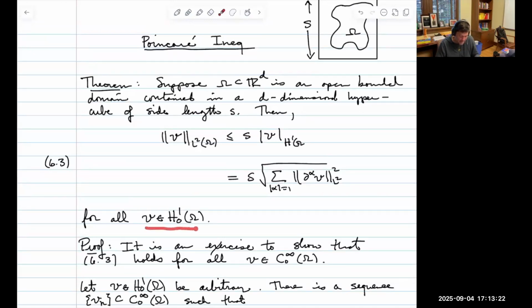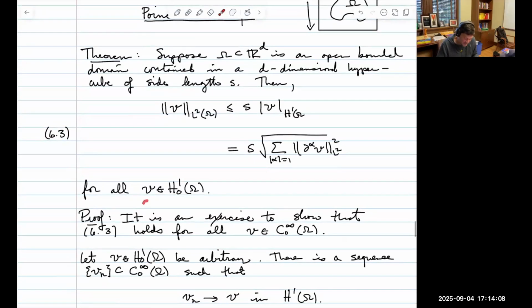For all v in H01. I don't know if you remember what H01 is, but H01 is the completion under the H1 norm of these compactly supported C infinity functions. So what I know is that because of that definition, C0 infinity functions are dense in that set. Now, these sets, because of the trace operator, are really Sobolev functions that have zero boundary trace. In other words, they're functions that are zero on their boundaries.